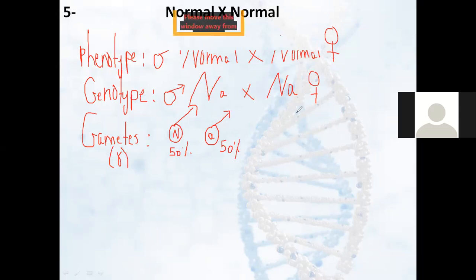Okay? Moving for the female, the same. Thank you, Jad. So the same for the female: the N is 50%, and the A is also 50%.